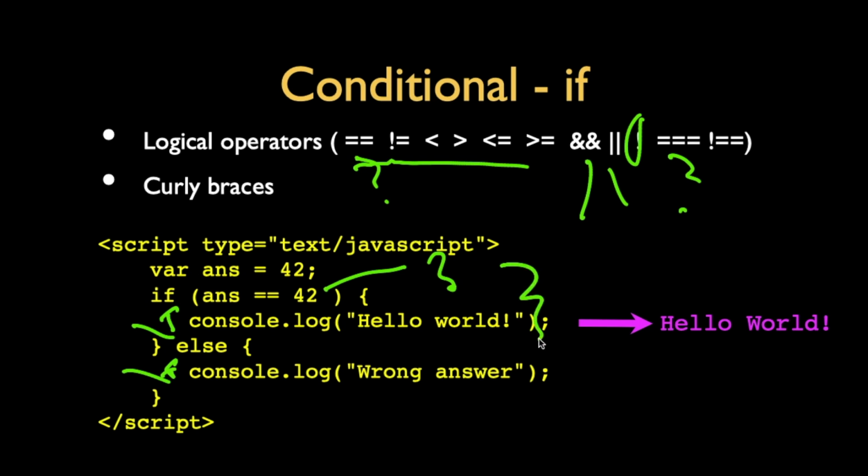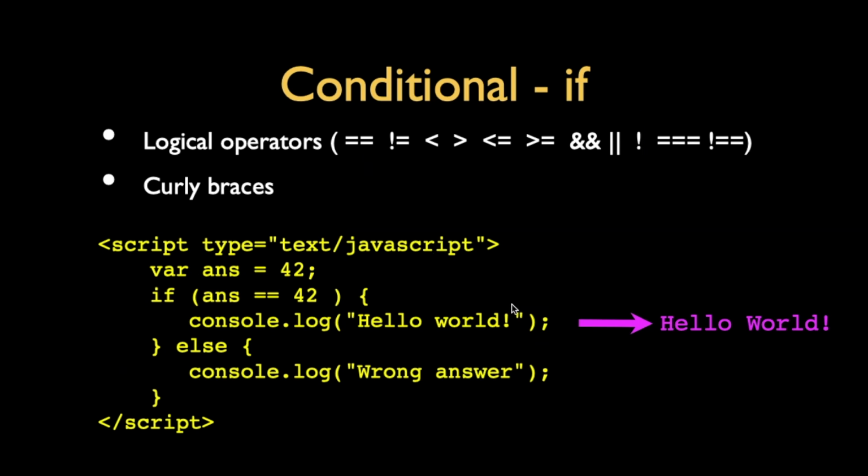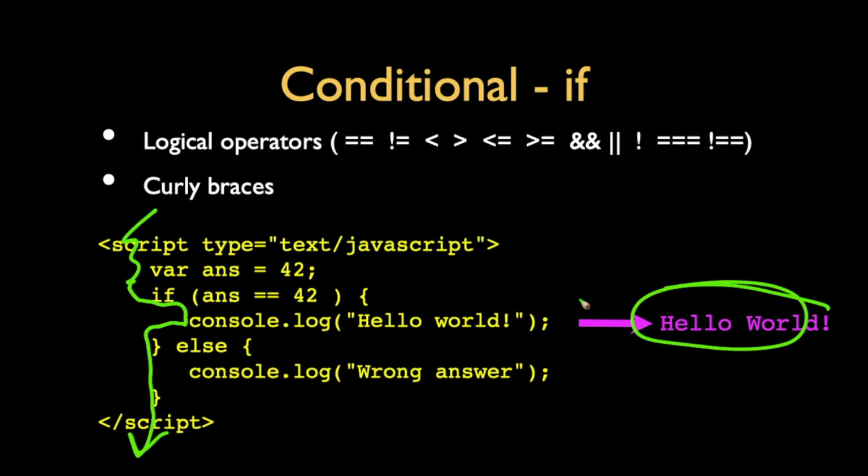So when this code all runs, it basically comes in, answer is 42, then this is true, answer equals 42 is true, it runs console log hello world, then skips the else clause and is all done. So the output of this is indeed hello world.